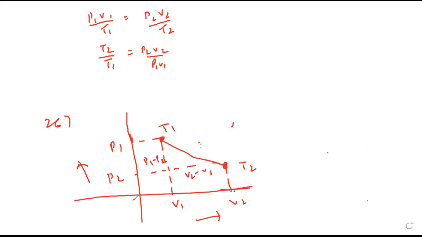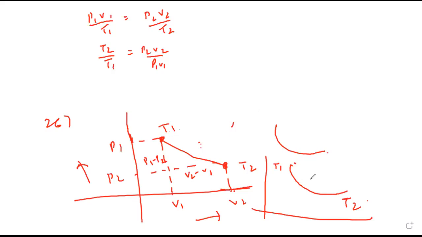What is the relation between temperature T1 and T2? See, it is not isothermal, so I can't take T1 equal to T2. Please be careful. If this were an isotherm, then the graph is curved, and then I could say T1 equals T2. But this graph is this way, so don't think of that.